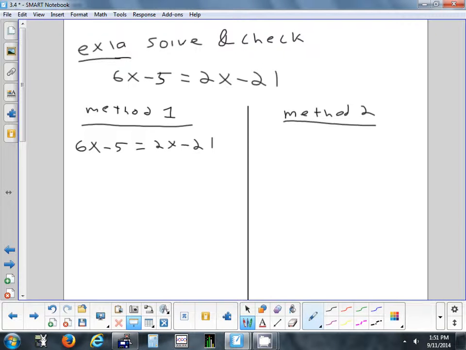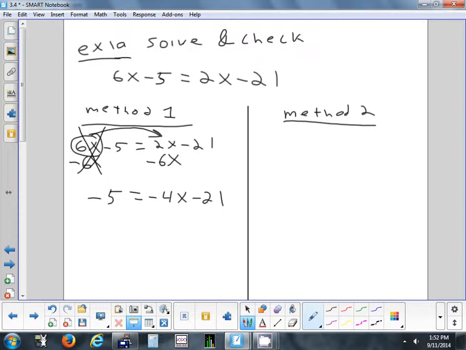If we're going to put the variables on the right, we want to move that to the other side. Is this a positive 6x or a negative 6x? It's positive now, but if we're going to move it to the other side, we have to subtract it. It's gone from the left. What's on the left-hand side now? Just negative 5. And now we've got 2x take away 6x: negative 4x.